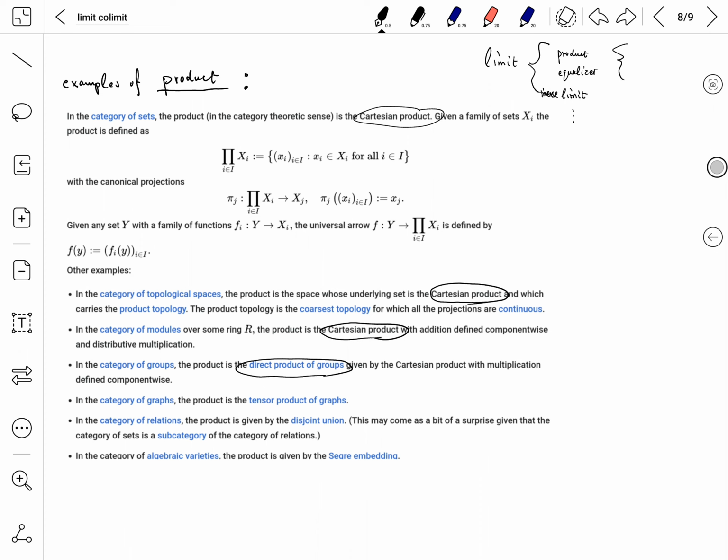But then each of them also has examples. For example, for the product, you have the Cartesian product of sets, and also the Cartesian product of topological spaces. Of course, you have to specify what the topology is there. Direct product of groups, and the product of Z-modules. Sorry, not necessarily abelian here, so groups. These are again examples of limits. Although they are examples of products, a product is finally a limit.